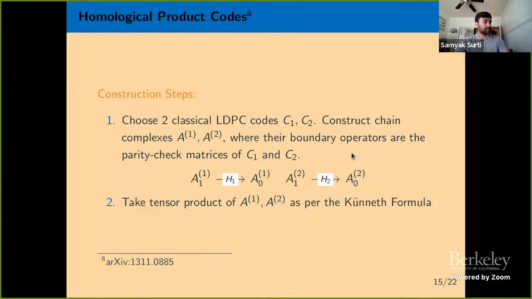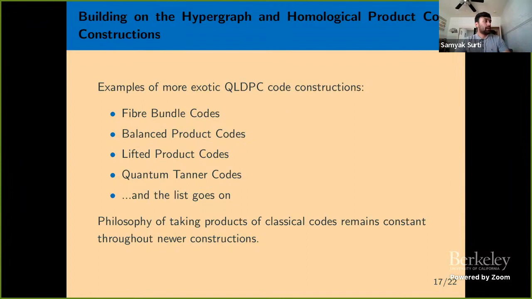I won't go into this one. There's a second type of construction called the homological product code. But in general, there's a lot of work being done in this field. There are a lot of different types of quantum LDPC code constructions that are constantly trying to push the boundaries of the encoding rate and the minimum distance. But the philosophy sort of remains the same of taking the products of two classical codes.